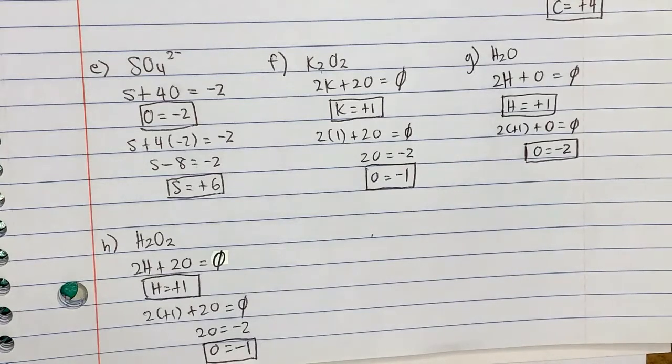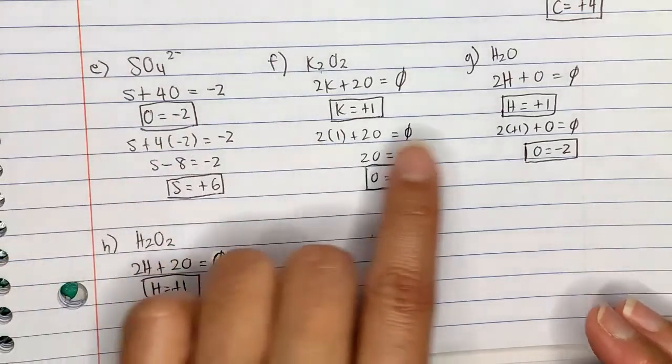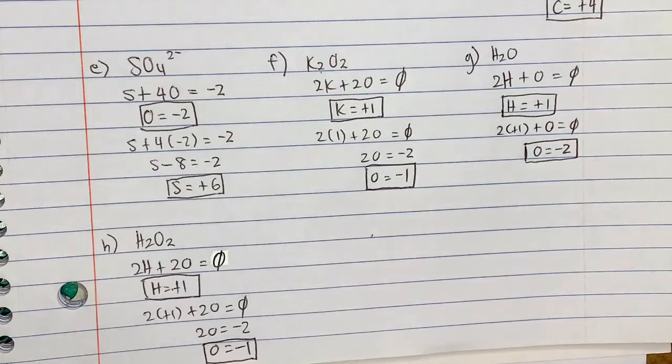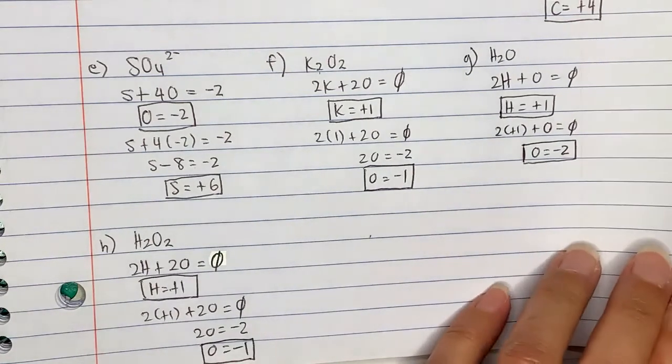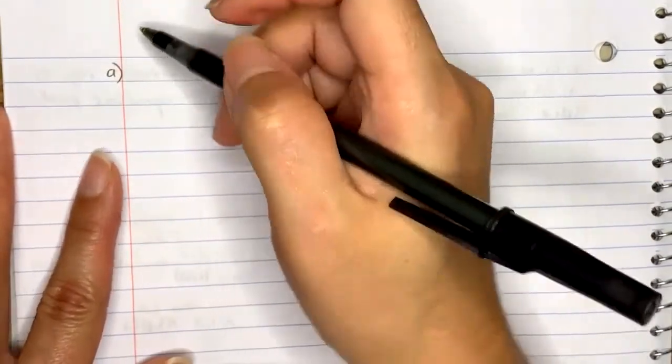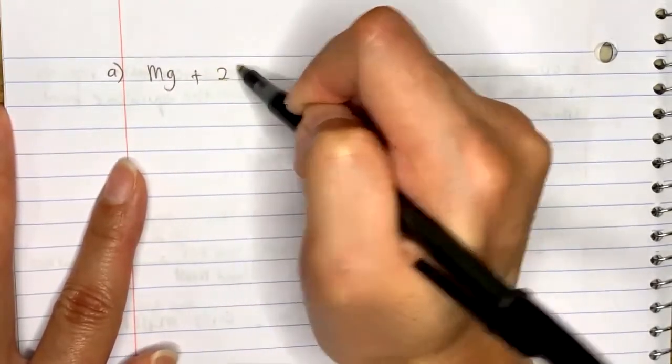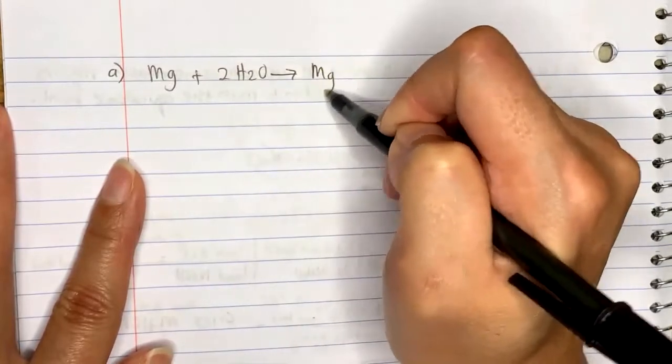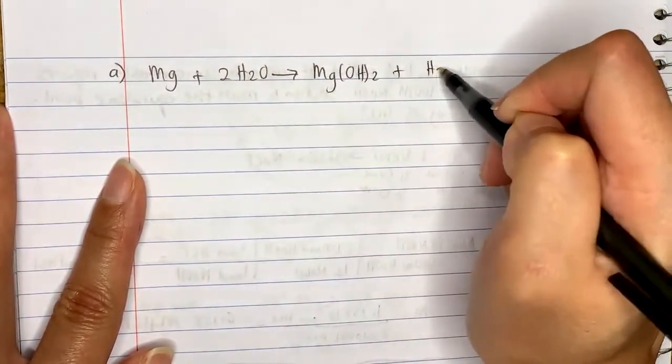Okay, so that's how we do that one. So now that we've done all these different ones, I want you to go ahead and apply it to equations. We'll do a bunch of equations here. And on every equation, you'll have to do every single one of these elements in every single compound. You have to assign the oxidation state. So let's go ahead and try that. All right, the first one, let me zoom out a little bit. A little bit better. Okay. So A is Mg plus 2H2O gives Mg(OH)2 plus H2.